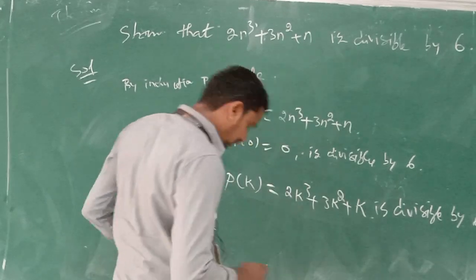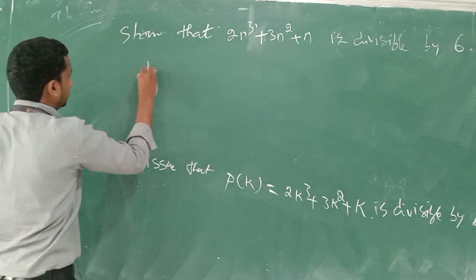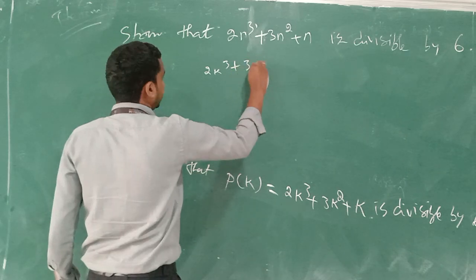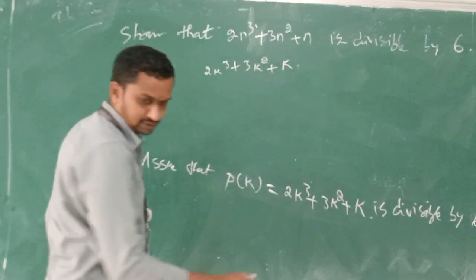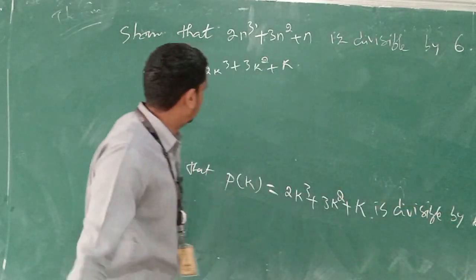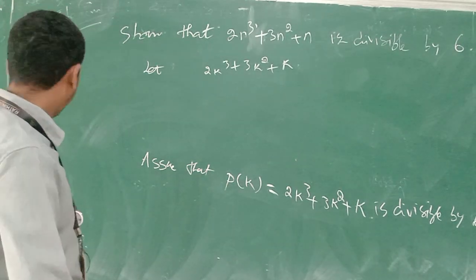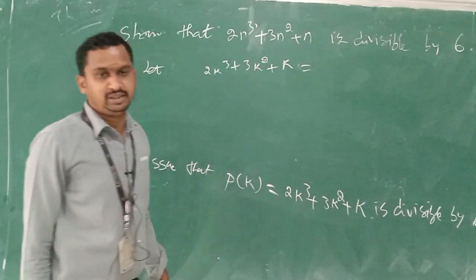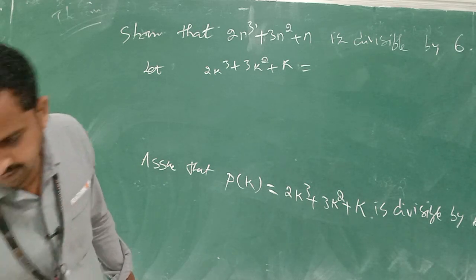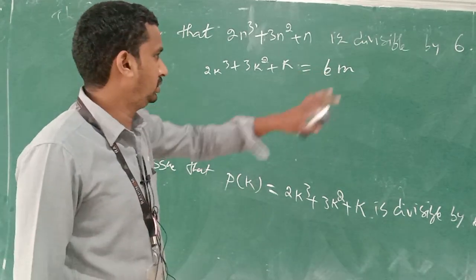So write 2k cube plus 3k square plus k equal to the term divisible by 6. So write it as equal to 6m, where m is any integer value. So the term equals 6m.